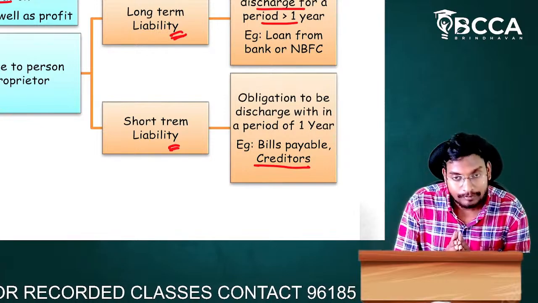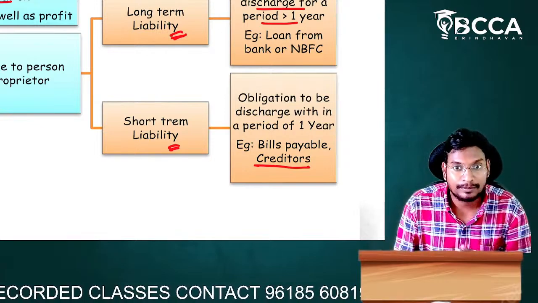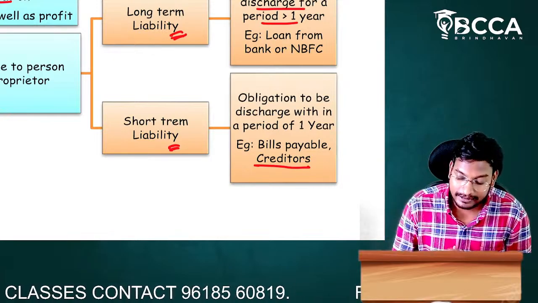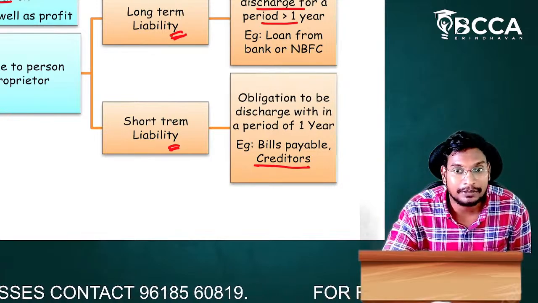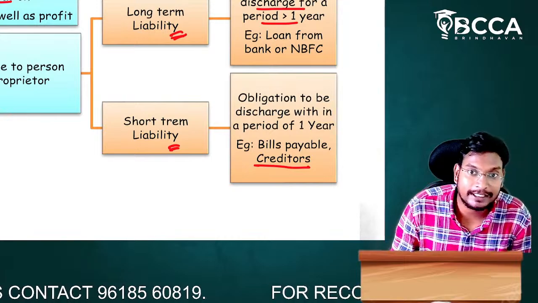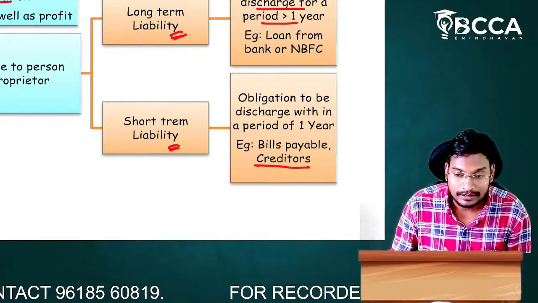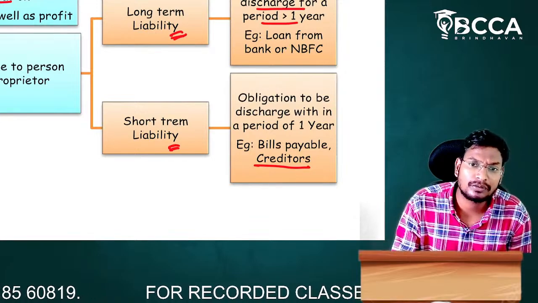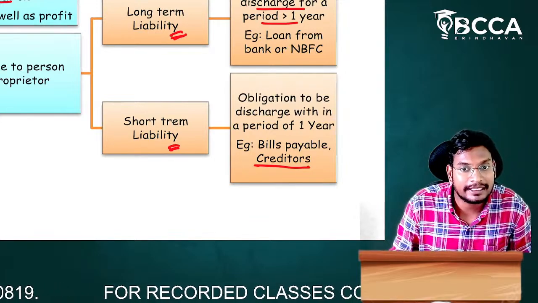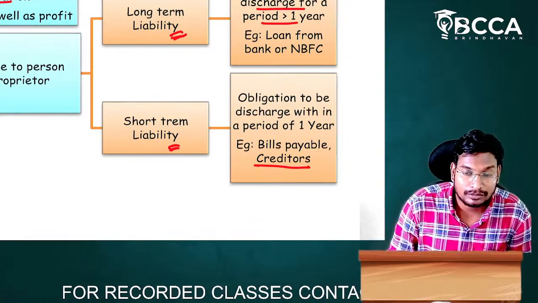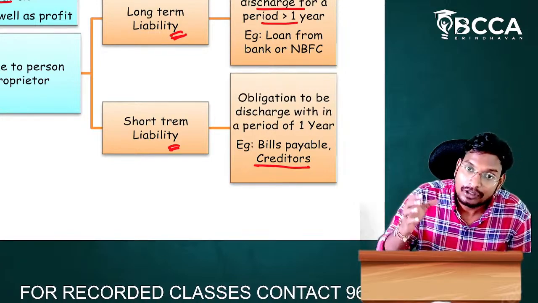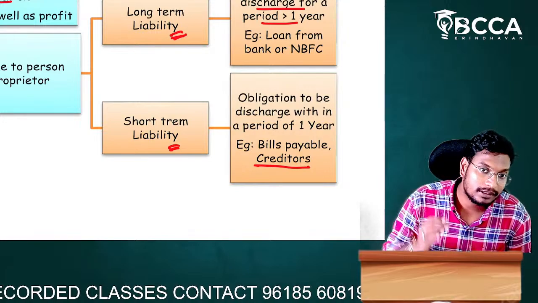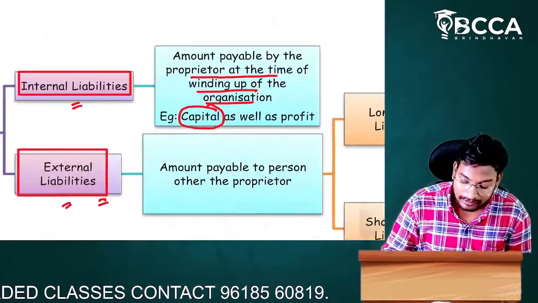In the case of credit purchases, we purchase the goods from one person. That one person is called what, sir? Creditor. Here the creditor will give more than 1 year credit period or less than 1 year credit period, sir. The creditor will give a credit period of 3 months or 4 months, that's all. He will not give a credit period of more than 1 year. So here the creditor is called a short-term liability. The creditor is called what, sir? Short-term liability.